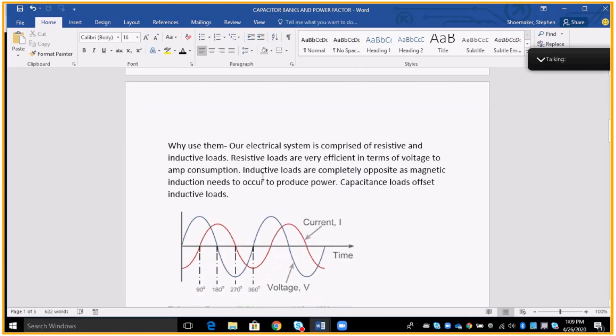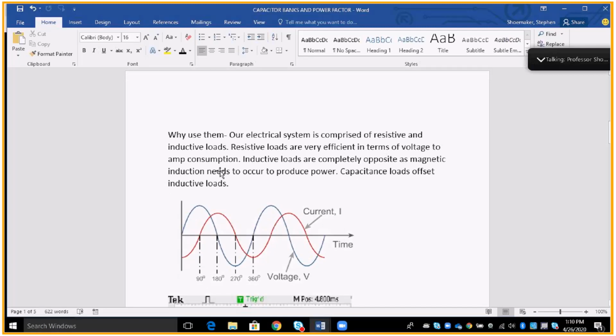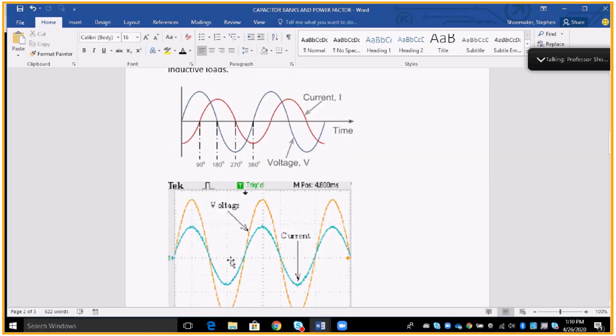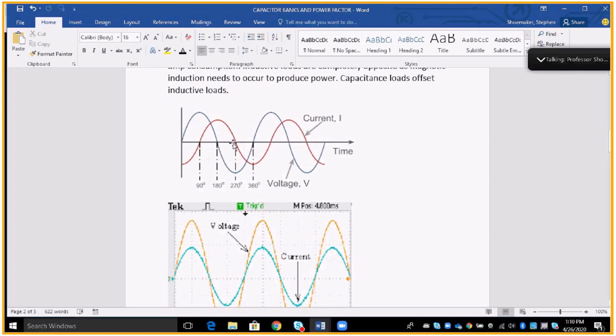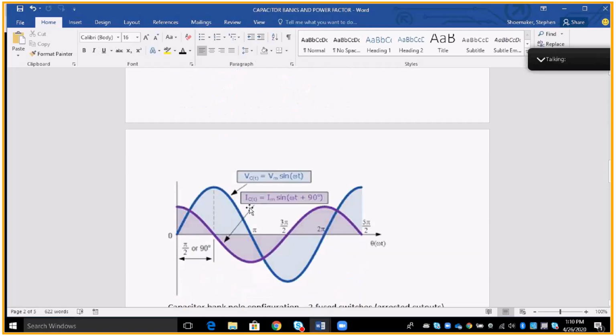So why do we use them? Well, our electrical system is comprised of resistive and inductive loads. Resistive loads are very efficient in terms of voltage to amp consumption, and that's the one that's right in the middle right here. That's how we want our system to look all the time. But do realize people are turning on lights, turning off lights. Motors are starting and stopping on an entire feeder circuit, so it is never in this fashion at any one instance in time. It'll go lead, it'll go lag.